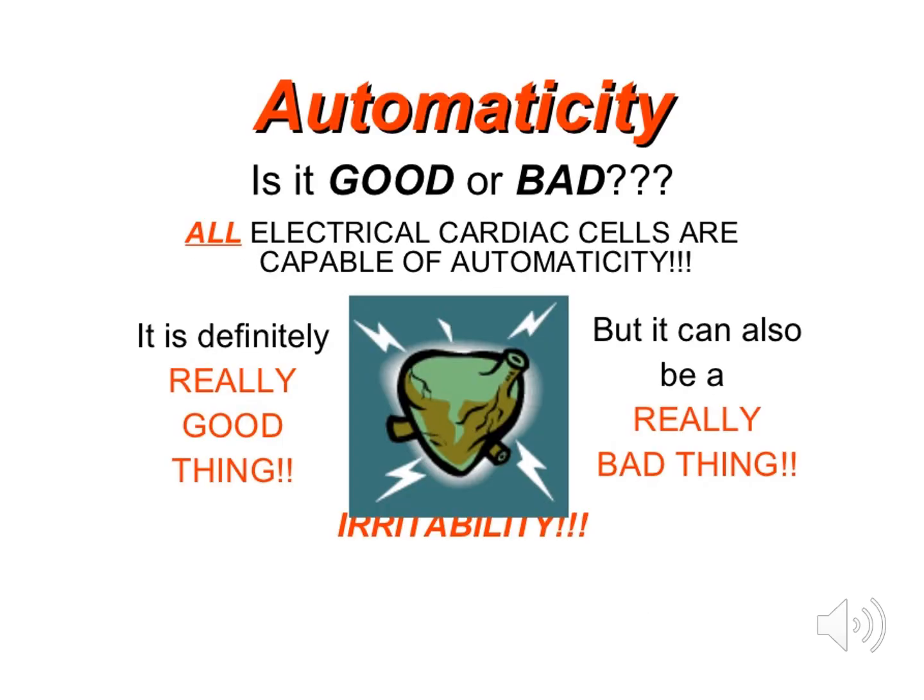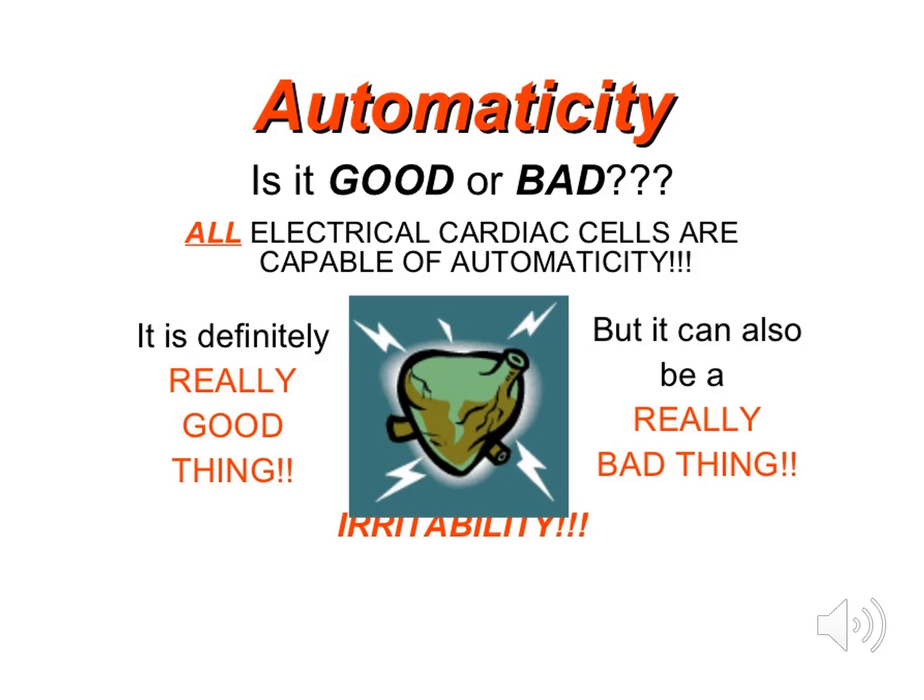Now that can happen because, remember automaticity? We said that pretty much all heart muscle cells can generate their own action potentials. So sometimes a heart muscle cell somewhere other than in the SA node decides it wants to generate an impulse, and so it becomes an ectopic pacemaker.